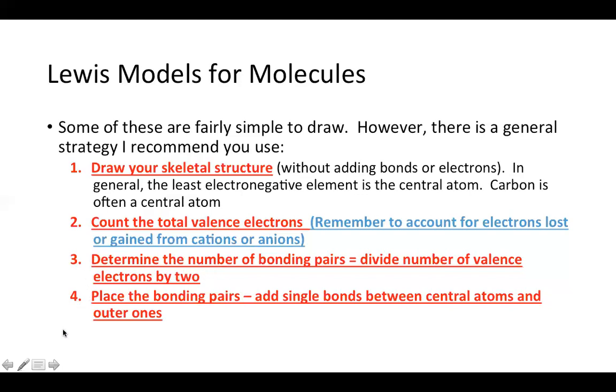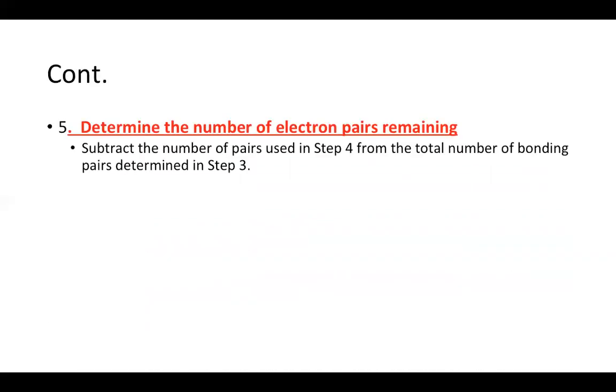Step 4 is to place those bonding pairs. And at first, when we're placing them, we're only going to add single bonds between the central atoms and the outer ones. Step 5 is then to determine the number of electron pairs remaining. So to do this, you take the number of pairs that you used up or placed in step 4, and you're going to subtract that from the total number of bonding pairs that you calculated in step 3.